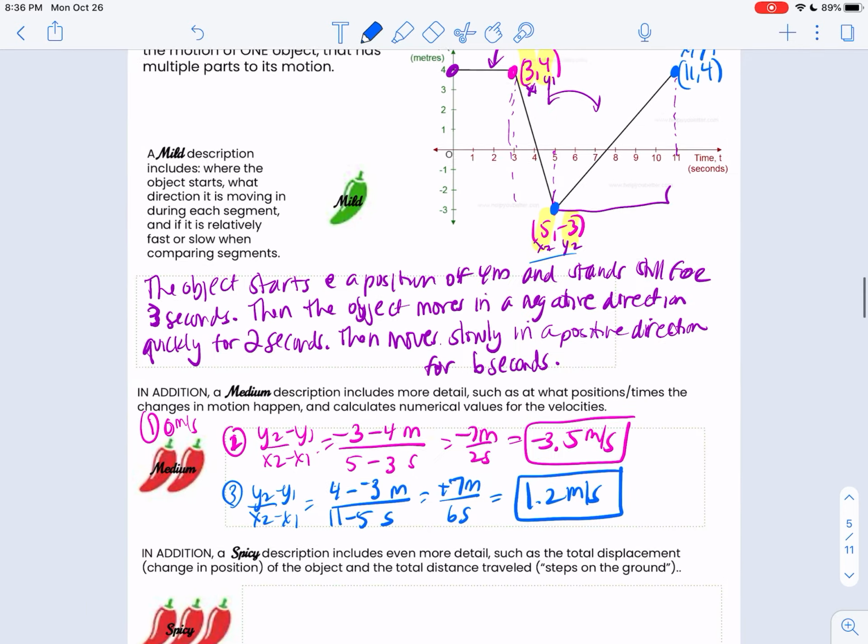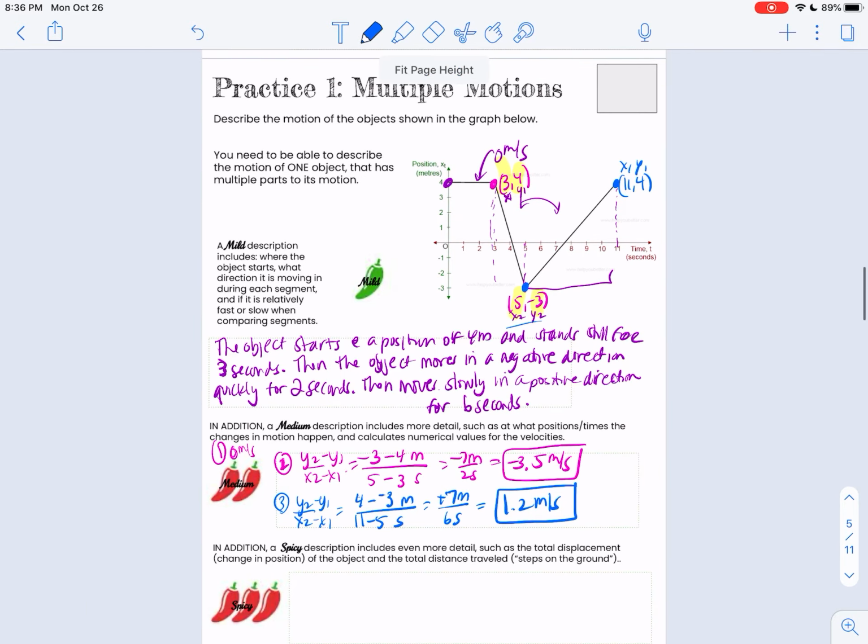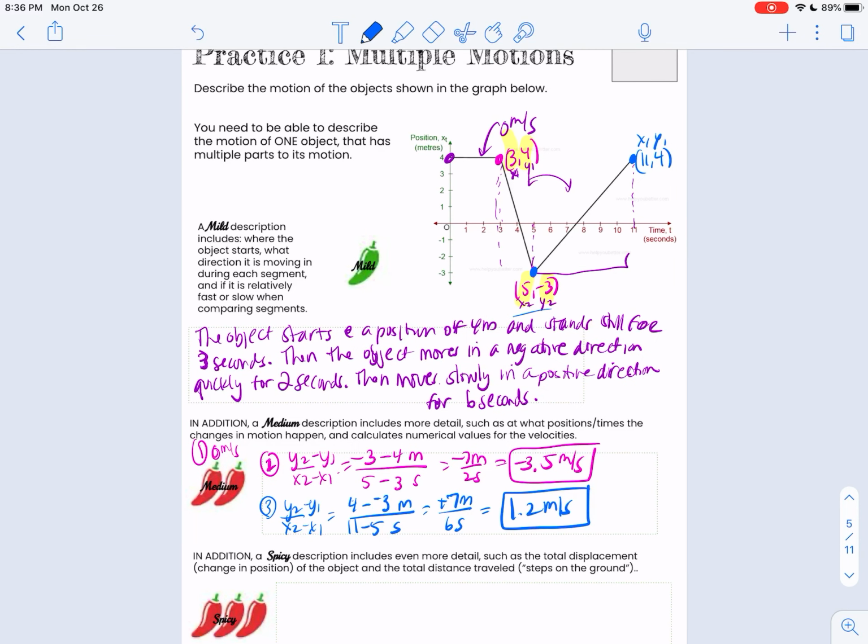Okay, and then if I wanted to know some other things about them, I could find out how far they go. Okay, so total displacement, remember, is just the final minus the initial position. Okay, and it ends right up here at 4 meters minus, it also started at 4 meters. So guess what? He didn't really go anywhere.